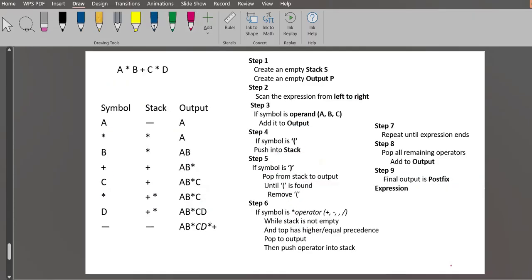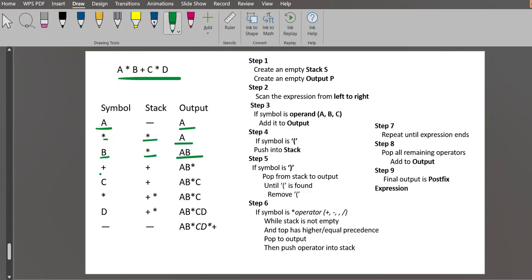Okay, done. So here I'm writing one more simple example: a multiply b plus c multiply d. Now let's check how we can write it. Take pen and paper and solve it yourself along with me. A will go in the output screen. Multiply will go in the stack. A will remain the same. Now b: b is the operand, so it will go in the output, and multiply will remain.